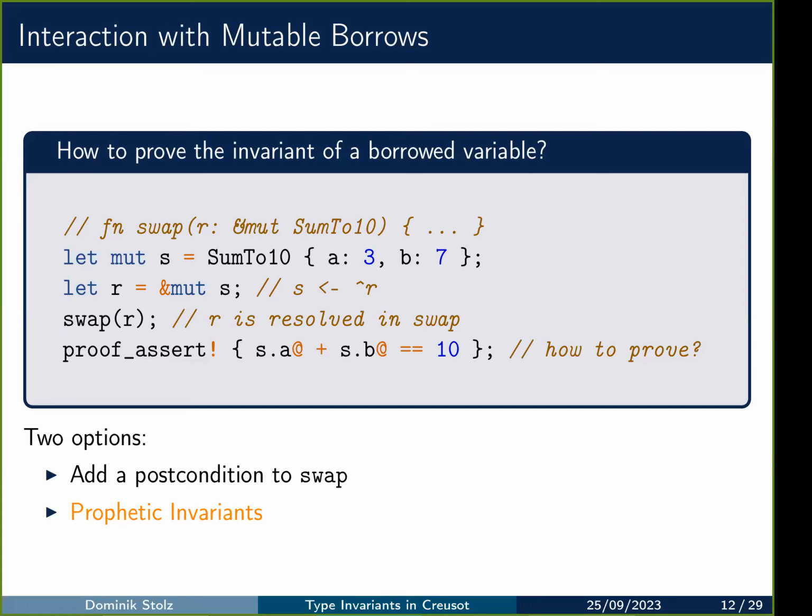So there's two solutions how we might be able to prove this assertion. The first solution is to have a post condition on swap, which tells the caller what happens to the reference r. And this is the obvious approach, but there are some problems with this approach that will be discussed next. So we developed an alternative, which we call prophetic invariance. And this will be the focus of the next slides. So first, I talk about why the obvious approach of adding a post condition to swap does not work.